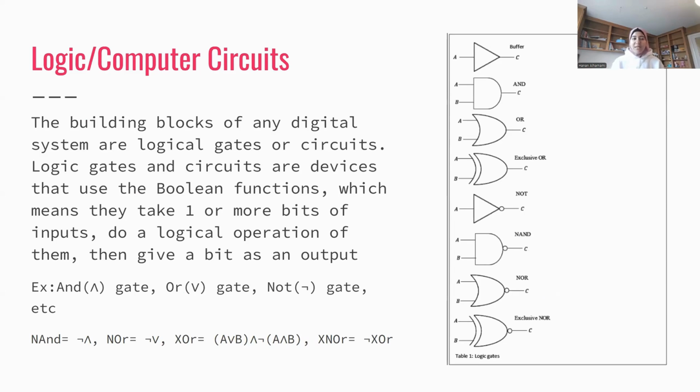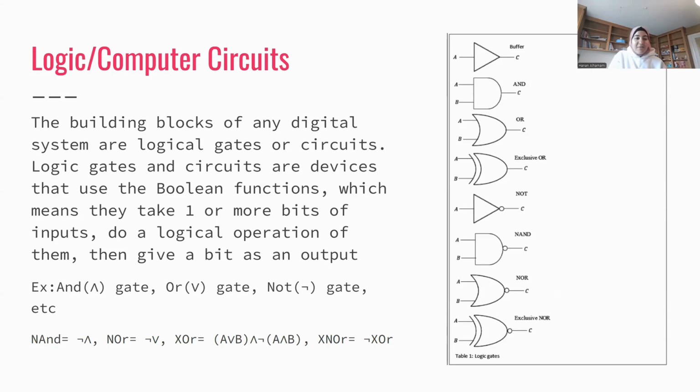Next is logic and computer circuits. The building blocks of any digital system are logical gates or circuits, and they're devices that use Boolean functions. They're kind of similar to the operations we use in PL. Here we have the gates that can be used in computer circuits.